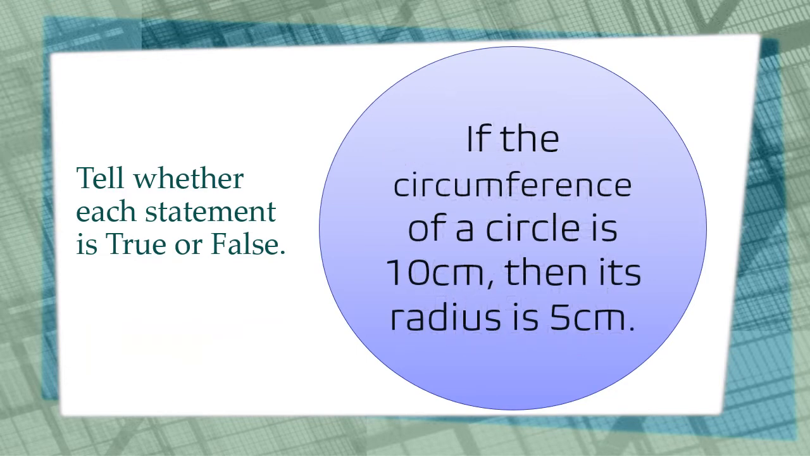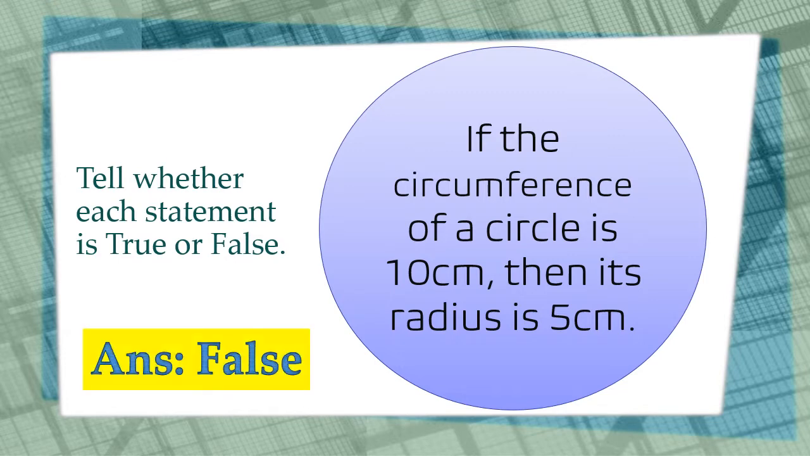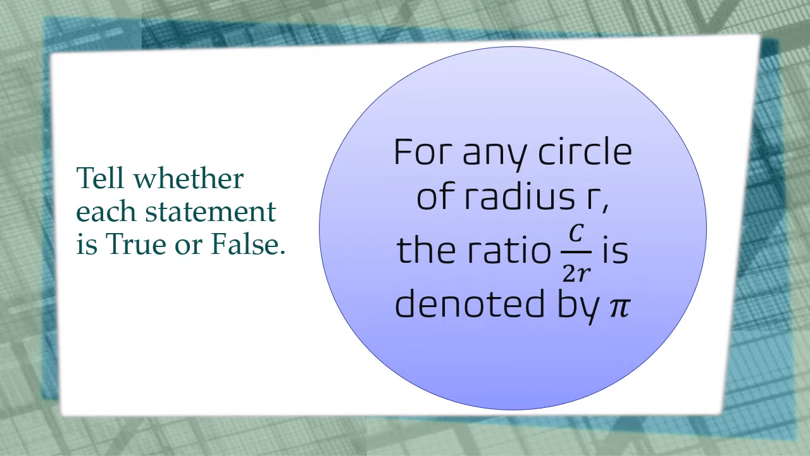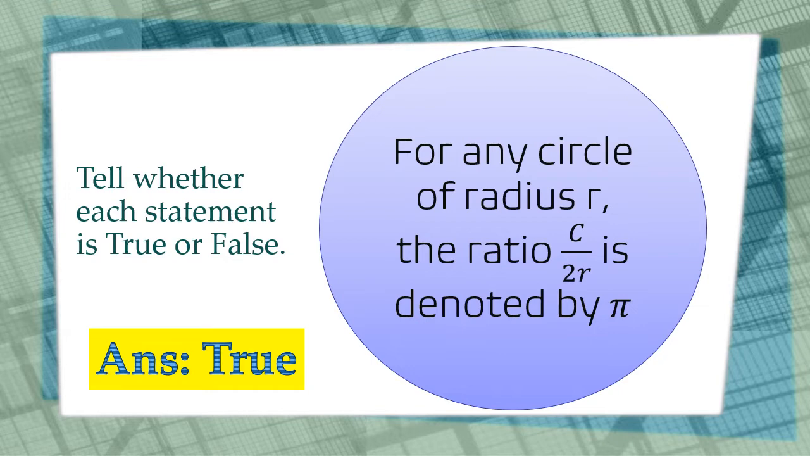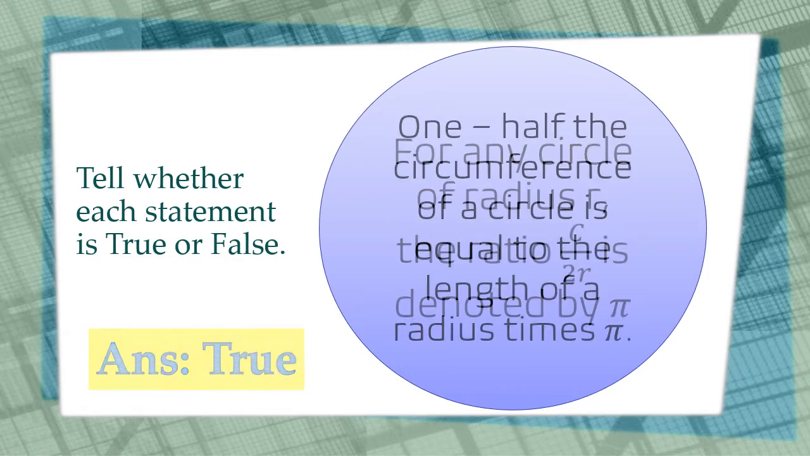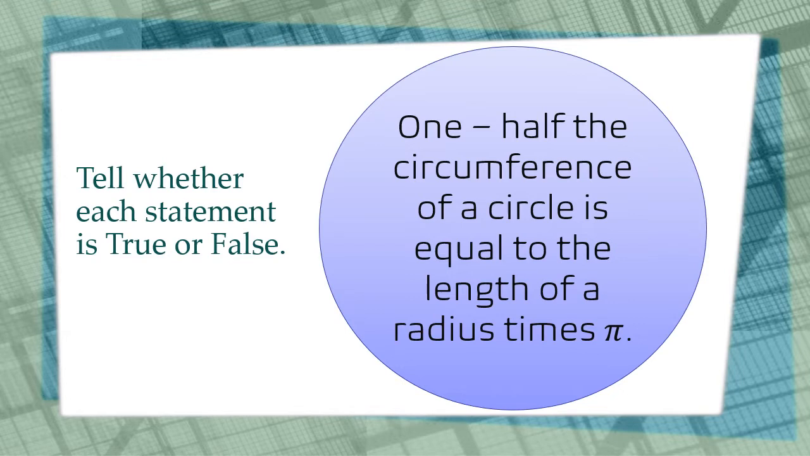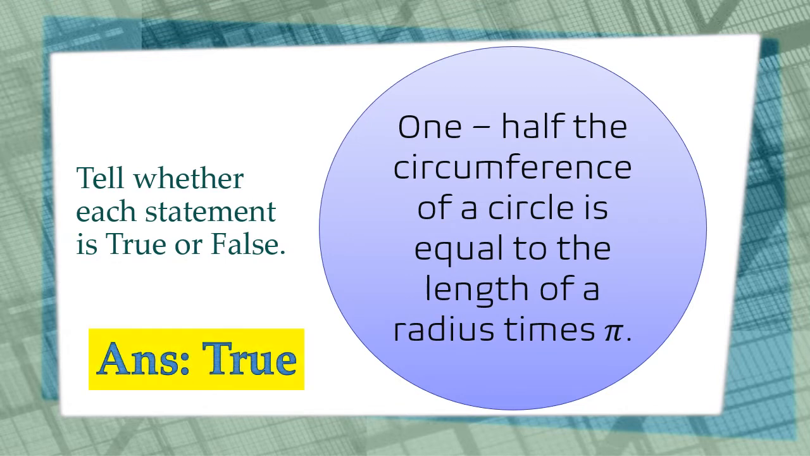Okay, next statement, if the circumference of a circle is 10 centimeters, then its radius is 5 centimeters. Our answer is false. Next, for any circle of radius r, the ratio C divided by 2r is denoted by pi. This is true. Next, 1/2 the circumference of a circle is equal to the length of the radius times r. This is true as well.